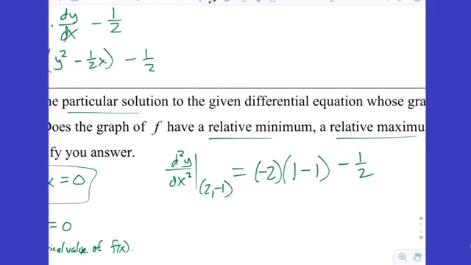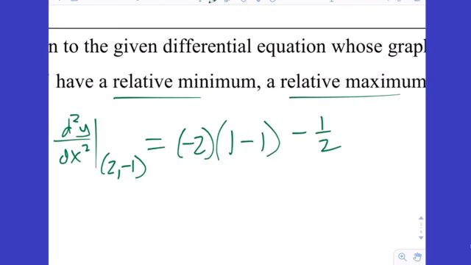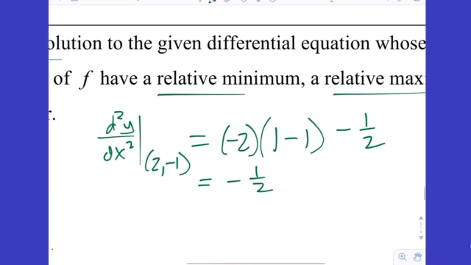Now, I don't really have to simplify that, but I kind of want to because I need to see if it's positive or negative. So I'll just take a risk. 1 minus 1 is 0. 0 times -2 is 0. 0 minus half is -1/2. All right, so we got a -1/2. What's more important, the fact that it's 1/2 or the fact that it's negative? The fact that it's negative.